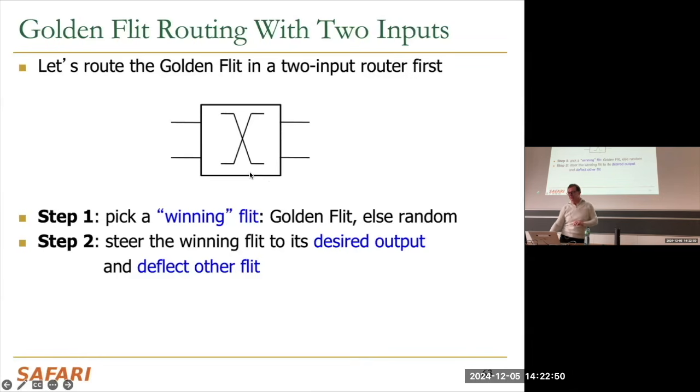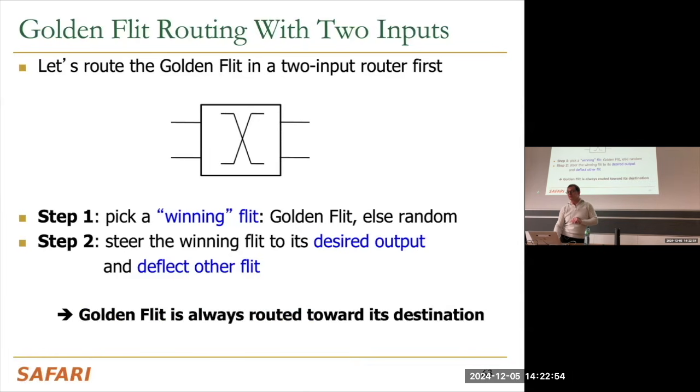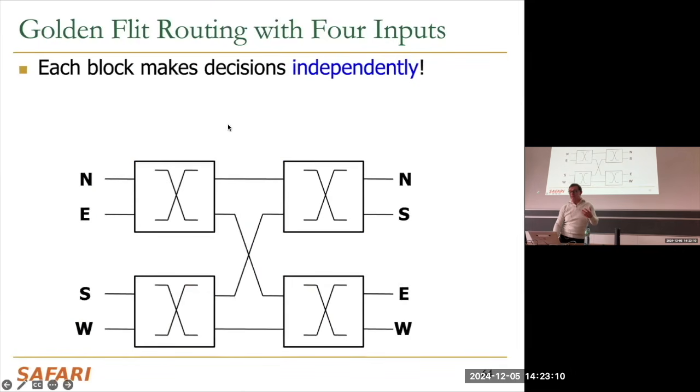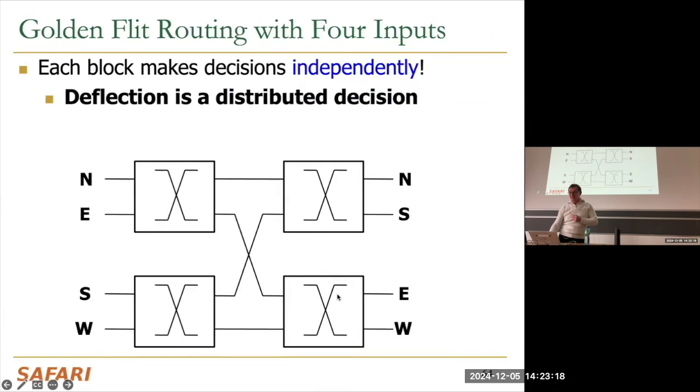The router is going to be bigger, of course. This is a 2x2. We're going to do a 4x4 router. So a golden flit is always routed towards its destination. So this building block satisfies what we want to do. And it doesn't care about anything else. Everything else is random, right? Now, this is going to be a performance problem later on, as we will discuss, but maybe not too terrible. Okay, so now if you do golden flit routing with 4 inputs, each of these 2x2 routers will make a decision independently. So there's no dependence. So deflection becomes a distributed decision across these 2x2 routers.